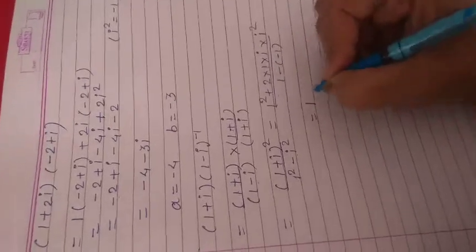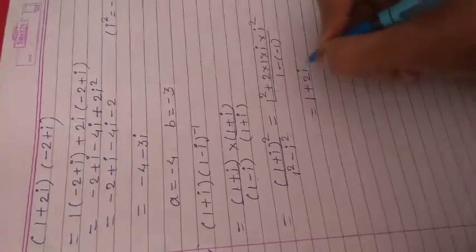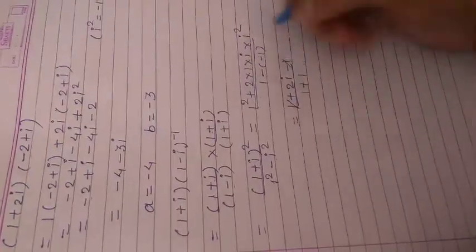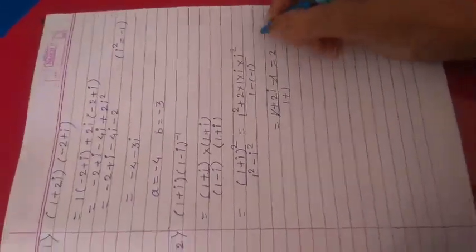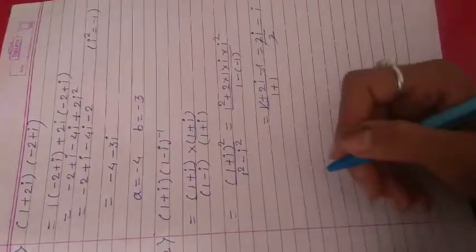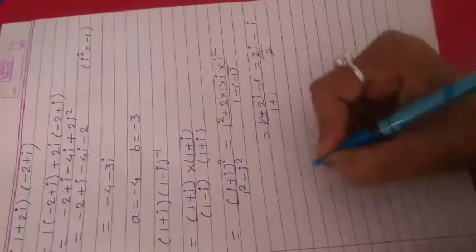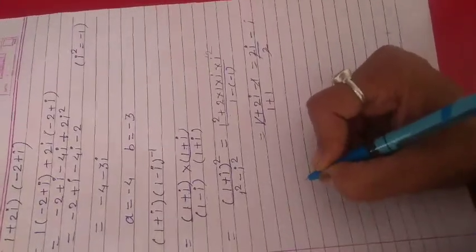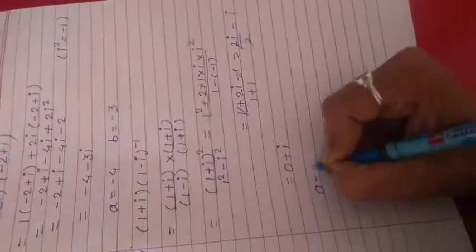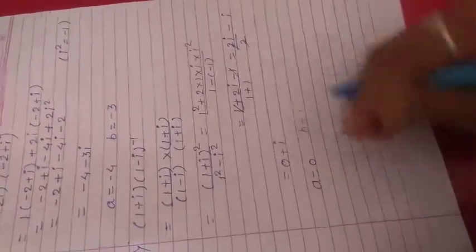So this is 1 plus 2i minus 1 upon 1 plus 1. So this 1 cancels. So this is 2i upon 2, again 2 cancels. So this is only i. Now only the imaginary part. So the a plus ib form is 0 plus i. So the value of a is 0 and b is 1.